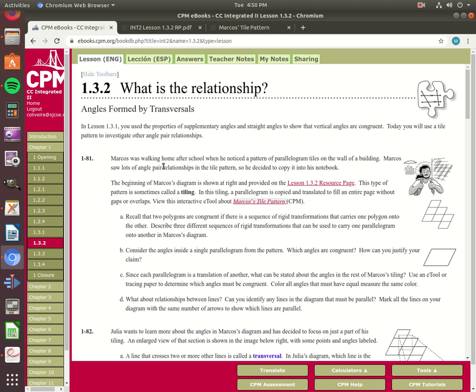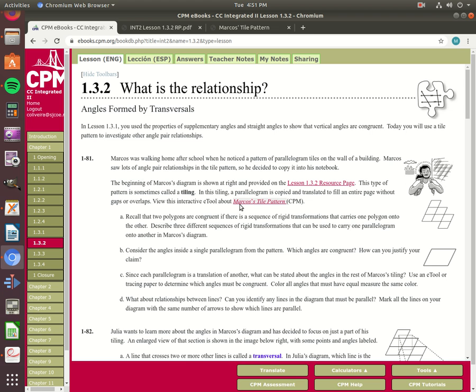It says, Marcos was walking home after school when he noticed a pattern of parallelogram tiles on the wall of a building. Marcos saw lots of angle pair relationships in the tile pattern, so he decided to copy it into his notebook. In the beginning, Marcos's diagram is shown at the right and provided in Lesson 132. So this is what it looks like in the beginning. It says this type of pattern is called a tiling. In this tiling, a parallelogram is copied and translated to fill an entire page without gaps or overlaps.